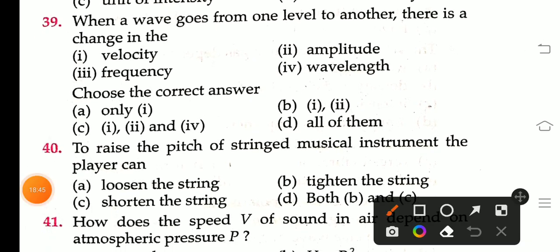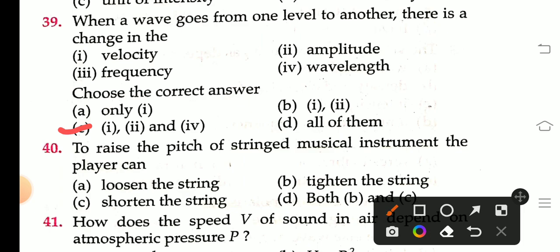Next, when a wave goes from one level to another, there is a change in the 1 velocity, 2 amplitude, 3 frequency, 4 wavelength. Choose the correct answer. Right answer will be option C. 2, 3 and 4.